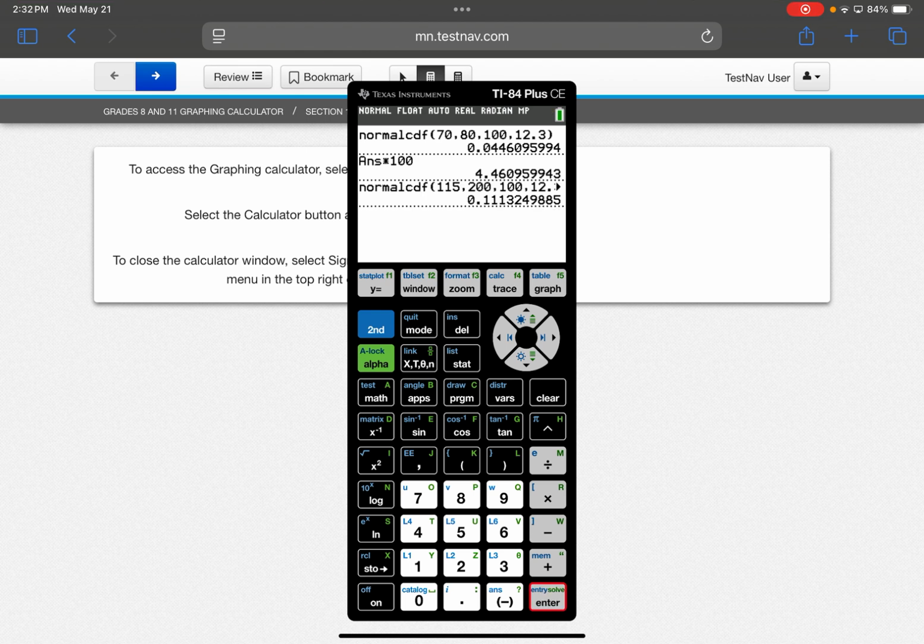So it goes onto your calculator, you hit enter, it's 0.111. And again, the question was what percent? So I'm going to multiply that by 100. So it's 11.13.